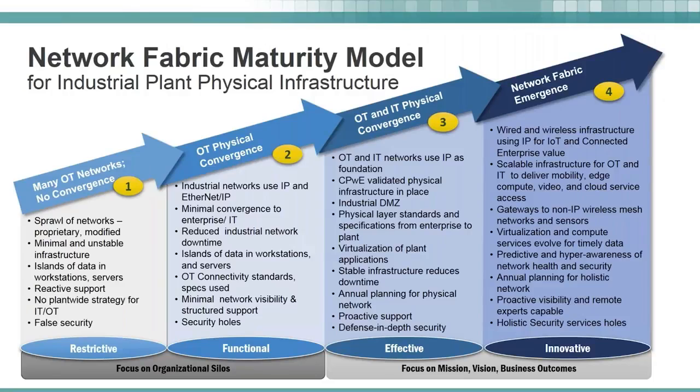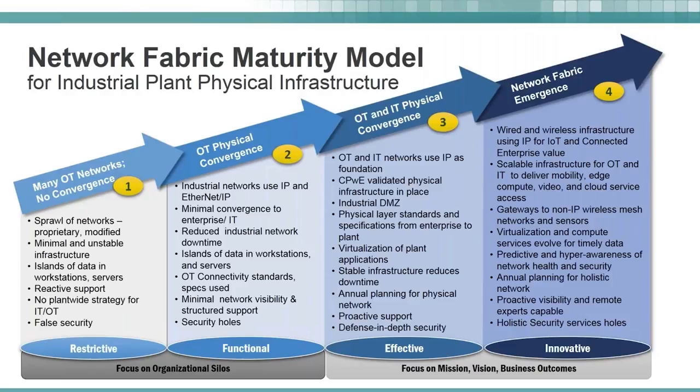With that said, we also want to discuss with our clients and customers, and also take a look at our own manufacturing capabilities and determine where we are in this continuum. We call this the network fabric maturity model, and it goes from being very restrictive, where you've got many OT, many operational technology networks, and very little convergence. You've got sprawl of the networks, you've got islands of automation, there's no real strategy, and there's really no security that's provided in that scenario.